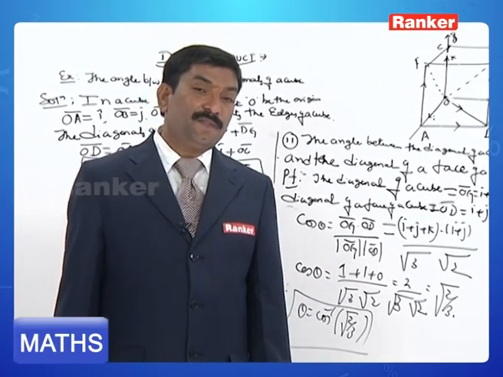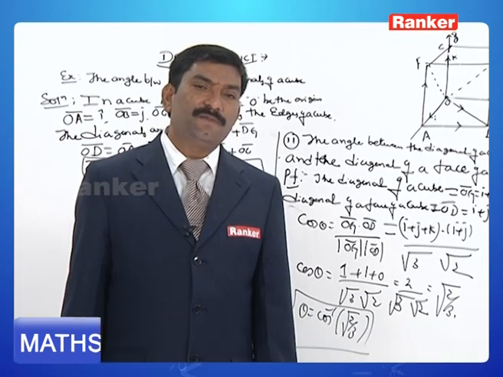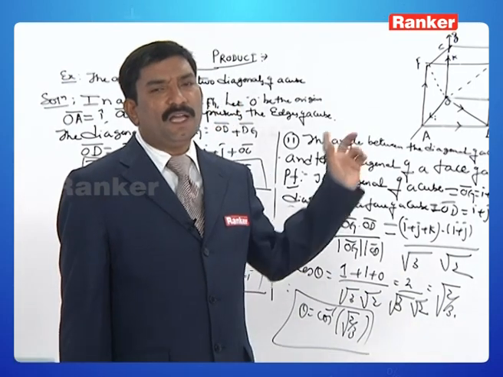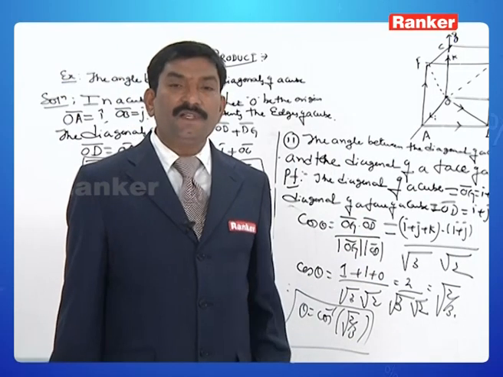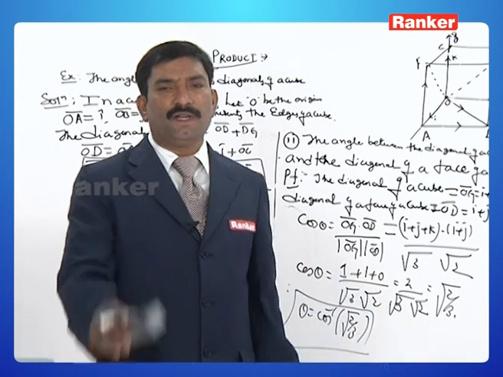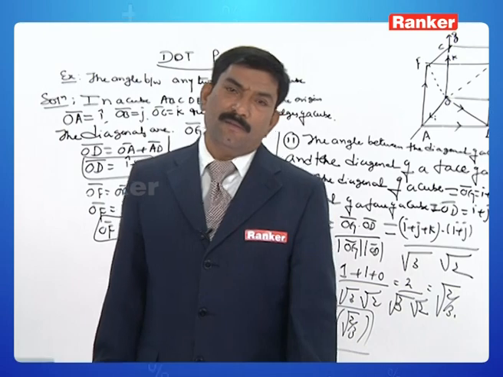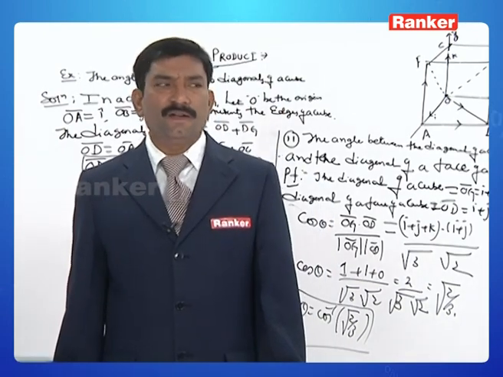Yes, in the first one, the angle between the diagonals of a cube is nothing but theta is equal to cos inverse of 1 by 3. The angle between the diagonal of a cube and the face diagonal is what? Theta is equal to cos inverse of square root of 2 by 3. Don't get confused. You must be very careful. You must be aware of the angle between the two diagonals of a cube and the angle between a diagonal of a cube and a face diagonal.